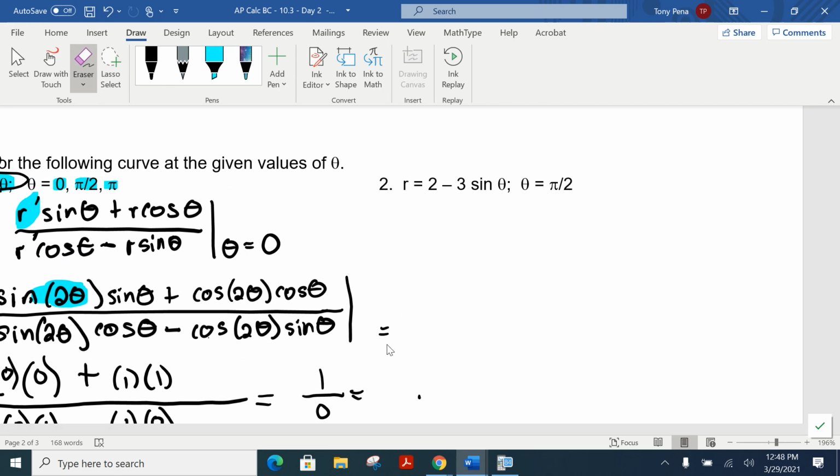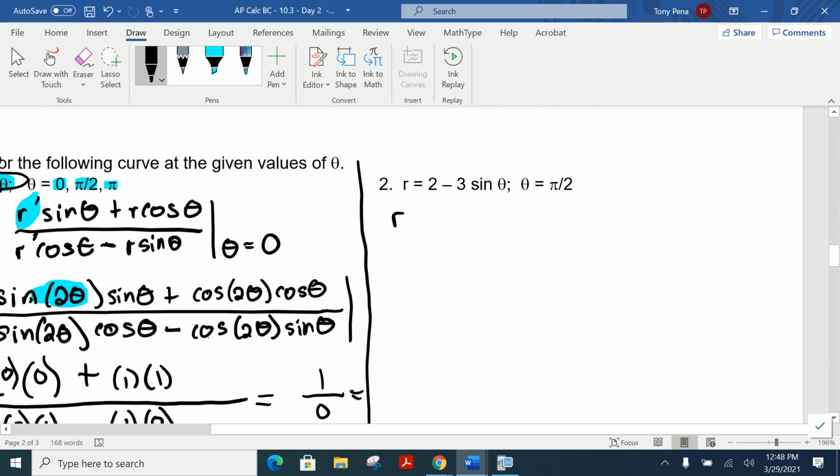So go to number 2. Since we know we're going to need r prime, let's do that first. Honestly, that's normally what I do anyway. I'm a little rusty, since that was the first one we've done in a while. Just find your derivative right away. So let's just say negative 3 cosine of theta. That's r prime.